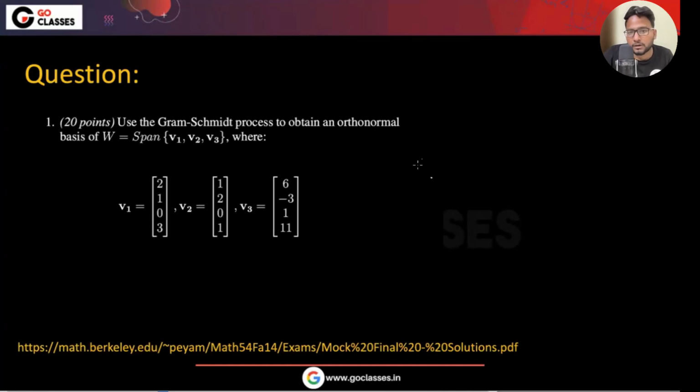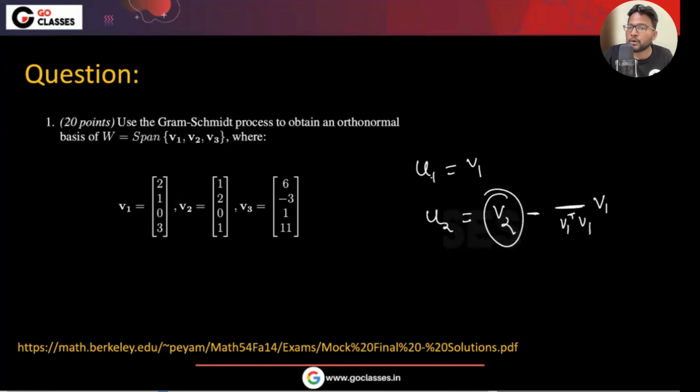So what is the formula? u1 is as it is. For u2, you take v2, but you subtract whatever you have already taken, along with v1, or u1, whatever you like to say. If it is v1, then you write v1 transpose v1 in the denominator, and the v2 component you want to subtract along the direction of v1 is v2 transpose v1. So basically it is the projection of v2 on v1.